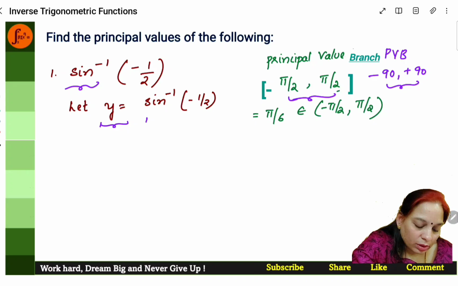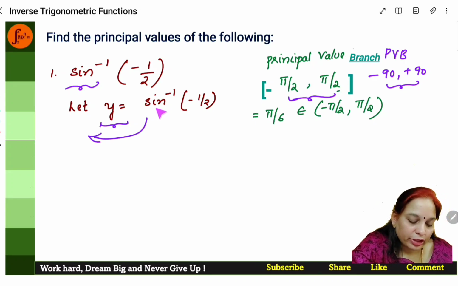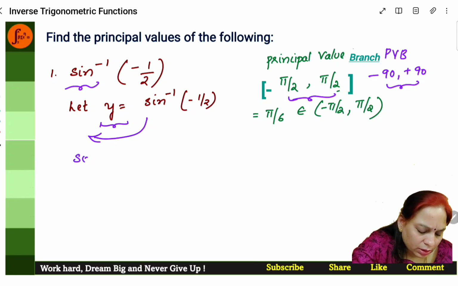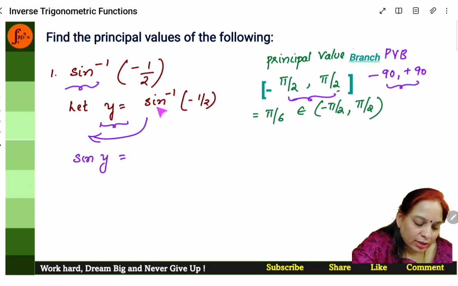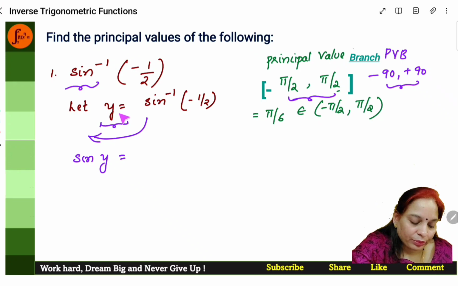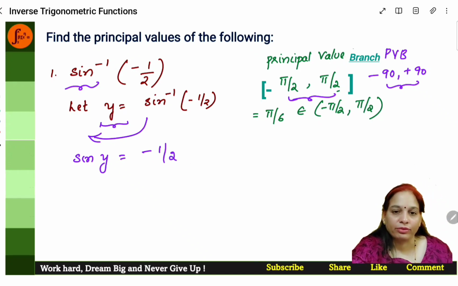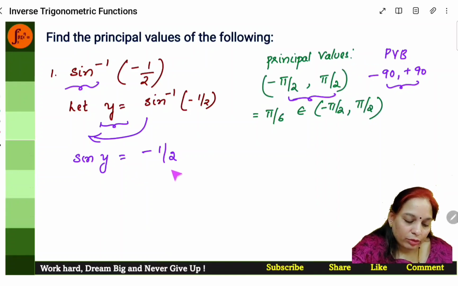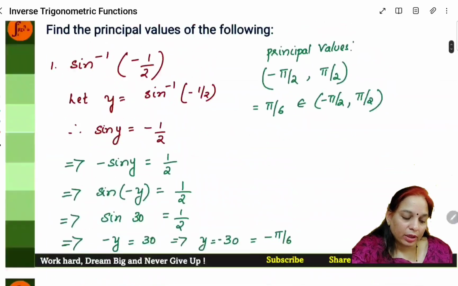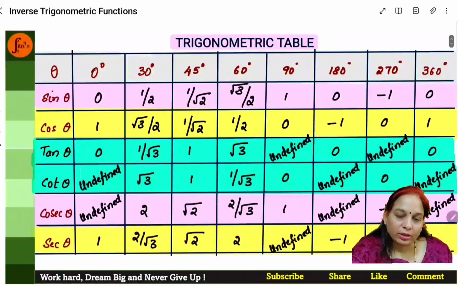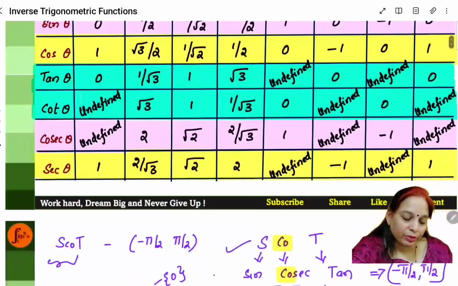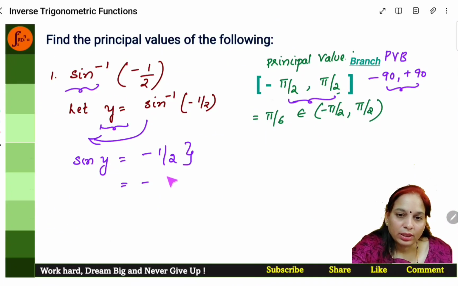Now we can shift sine to this side. When I shift sine this side, it becomes sine y, and you'll be left with minus half. Now, you'll have to go to the trigonometric chart and see where half falls. Half is under 30 degrees.